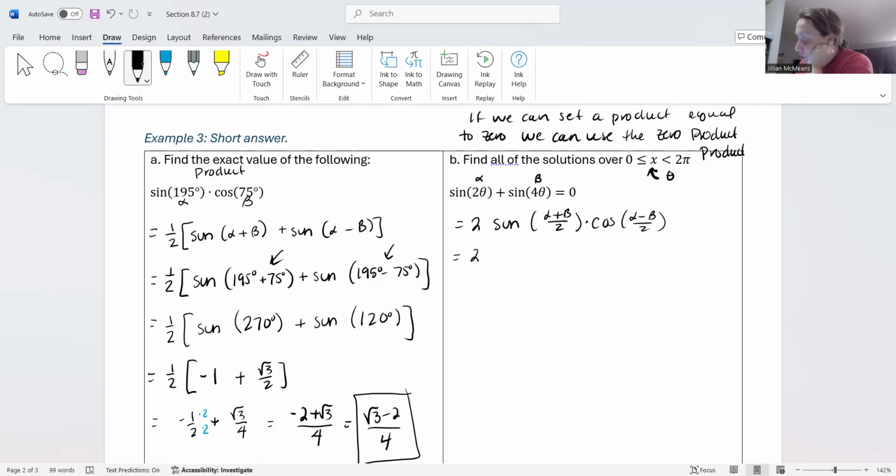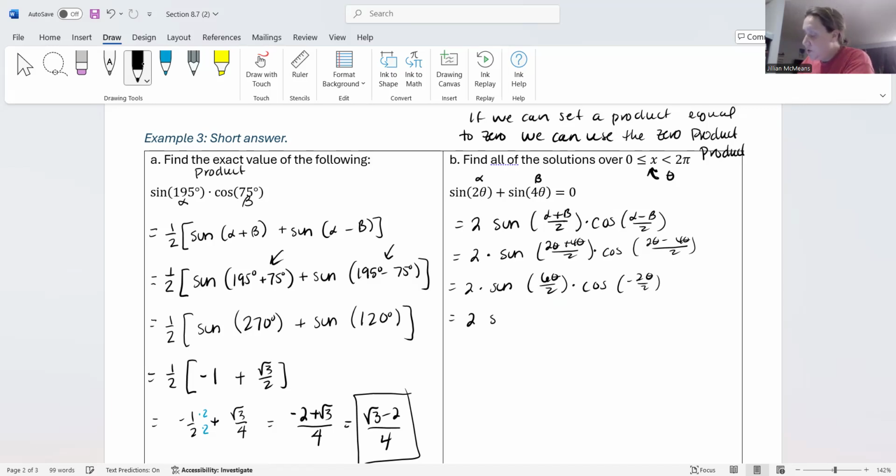Okay, so I get 2 times sine of 2 theta plus 4 theta over 2 times cosine of 2 theta minus 4 theta over 2. So let's do some simplifying still. So 2 theta plus 4 theta is 6 theta. And then 2 theta minus 4 theta is negative 2 theta. Both of those are still over 2. So we get 2 times sine of 3 theta times cosine of negative theta.